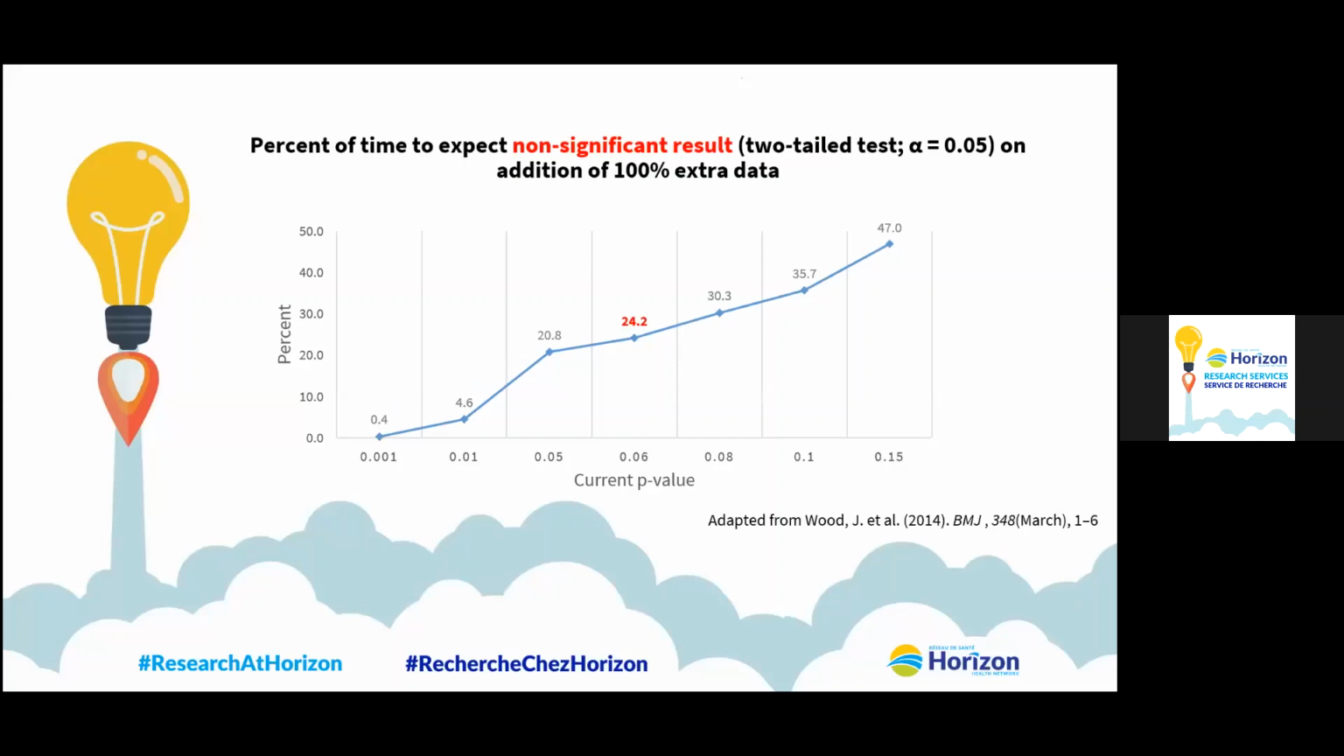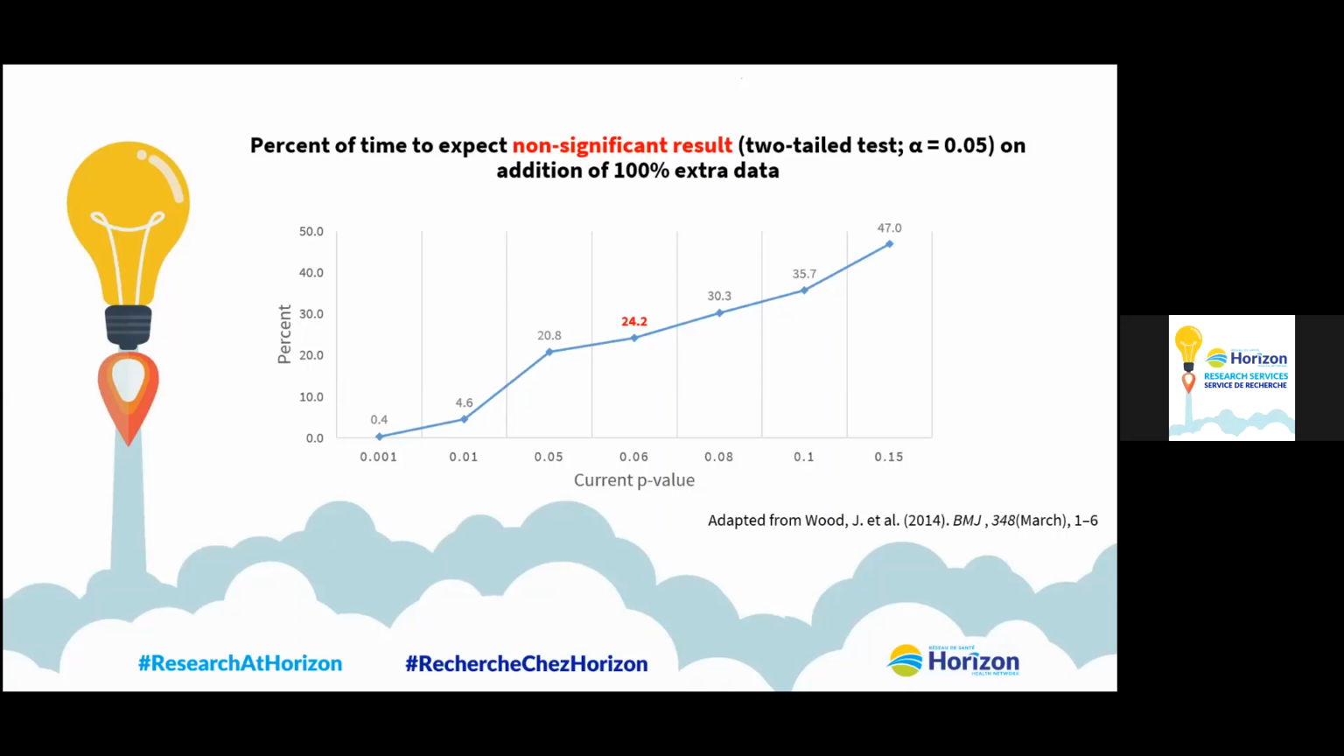Continuing on, they then presented data related to obtaining a non-significant result on doubling the data in the analysis. So the graph here is showing the same information as before, but this is not related to your initial p-value becoming larger or smaller. It's just whether it would be bigger or smaller than our alpha level, than 0.05. What they found is if your first analysis had resulted with a p-value of 0.06, about a quarter of the time, you would still get a non-significant result.